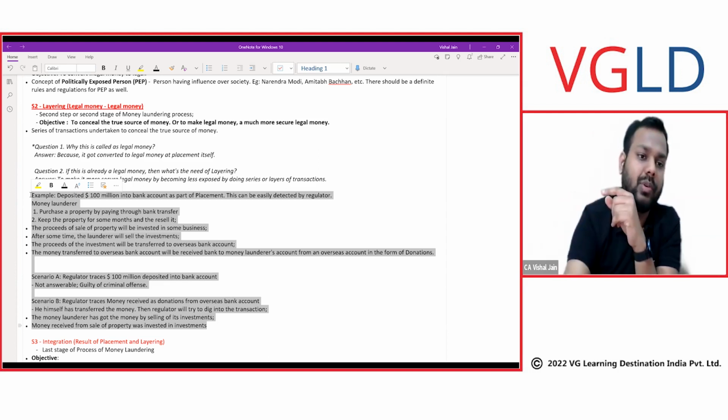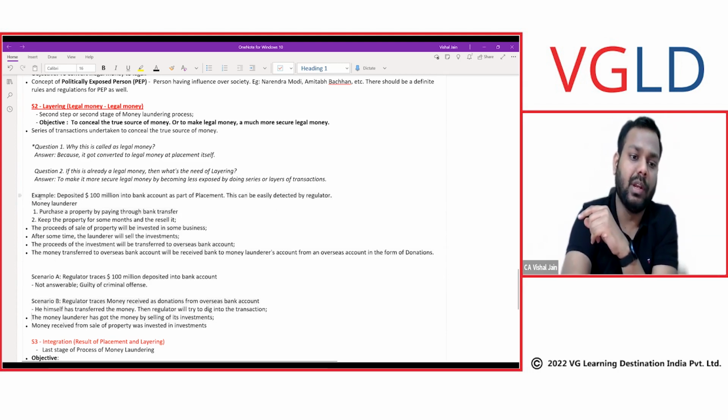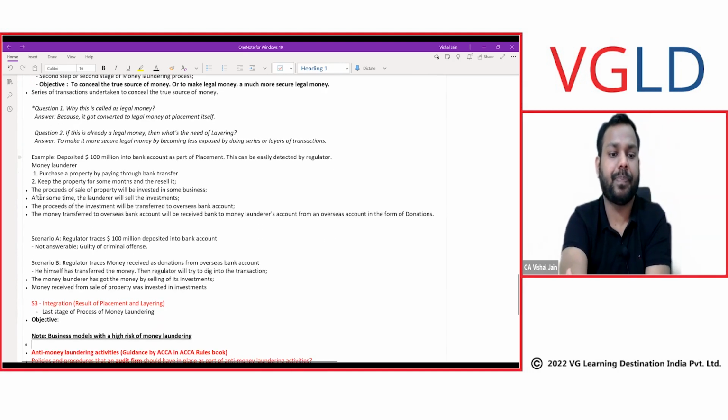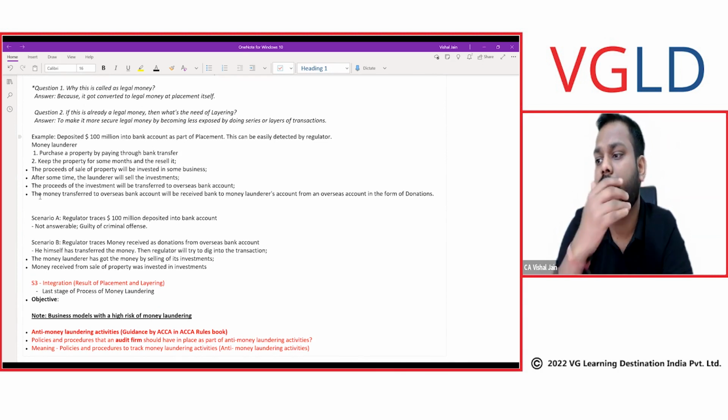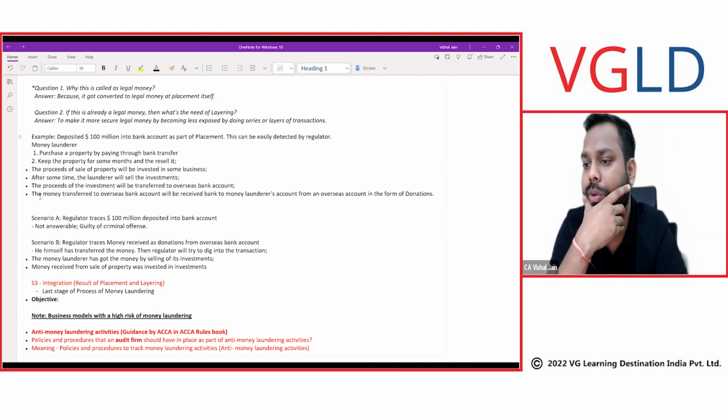Fair enough. Now let's come to step number three. Understand? Integration. Initial transaction should be recorded in journal. So it can't be detected by using our threshold as it is a huge amount.